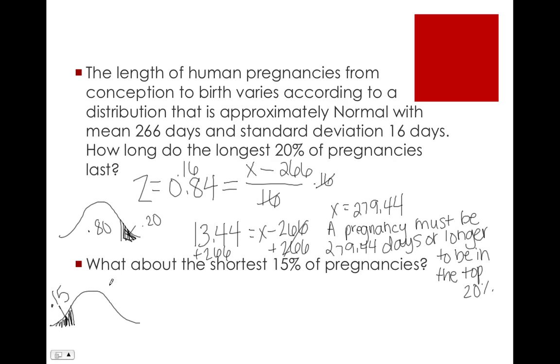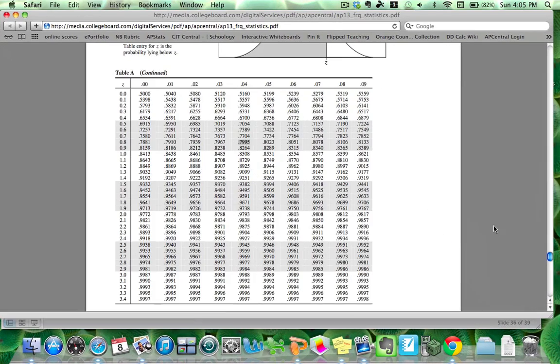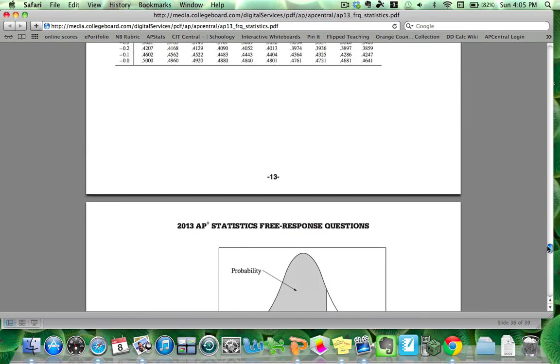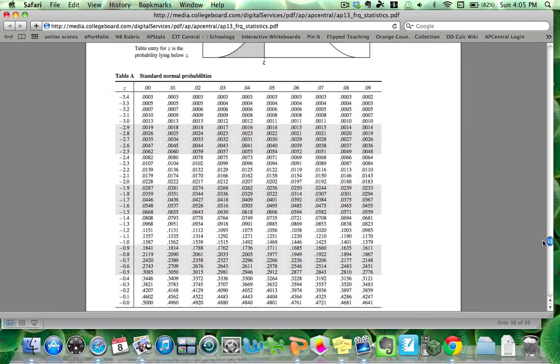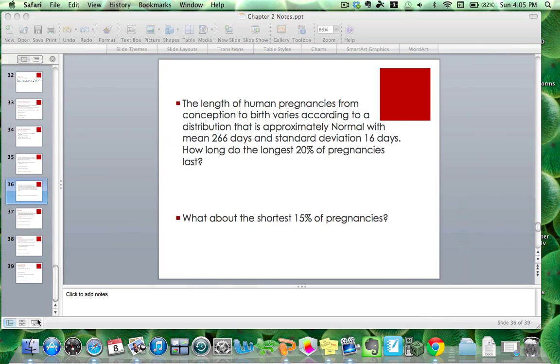So I'm going to be looking for 0.15 in the guts. Let's pull up our tables. I'm going to go to the negative z-score side. And I'm looking for 0.15 in the guts. And I think we did this one already. It's 0.1492 is the closest. So I'm going to trace over and up, and I get a z-score of negative 1.04.